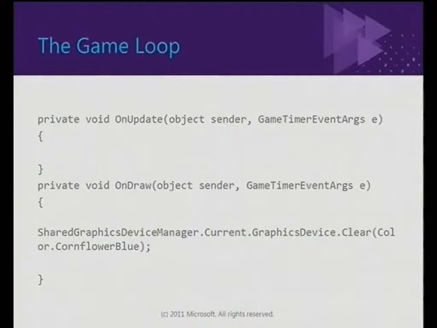So in XNA, there's this concept of a game loop. In the game loop, you've got 2 methods, OnUpdate and OnDraw. Aptly named, update is where you're going to put all your AI. So I want to move object X from coordinates 1,1 to 1,5, 1,7, that kind of stuff. And OnDraw, basically, is where I'm going to draw all this information, after it's just been updated, straight to the screen.